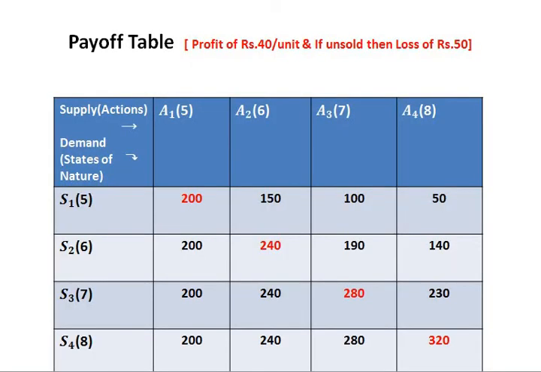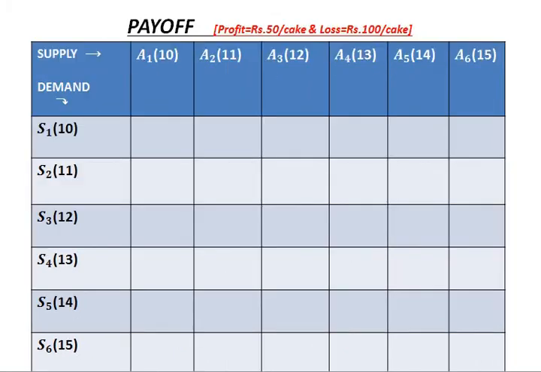You may observe this now. This one. Okay, so 10, 11, 12, 13, 14 and 15. These are the actions. These are the states of nature. Now as I had given you the technique, first we are going to fill all the diagonal values. See this one, this one, this one, this one, this one and the last one.